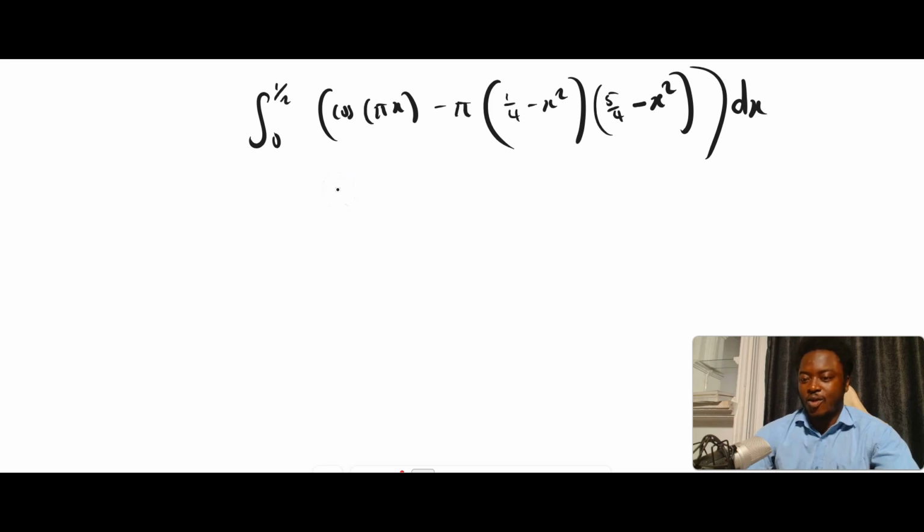Hello and welcome everyone. This is the 2026 MIT Integration B exam, from the semi-finals. This is a very interesting problem because it does look easy, but you have to be really careful because it's very slippery. It's easy to make mistakes. And then we are going to separate it.